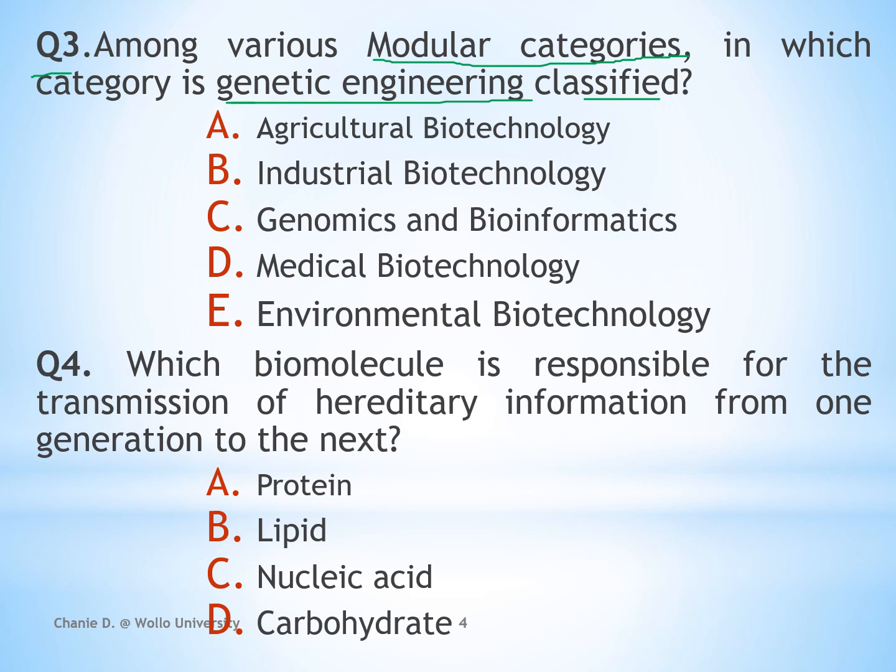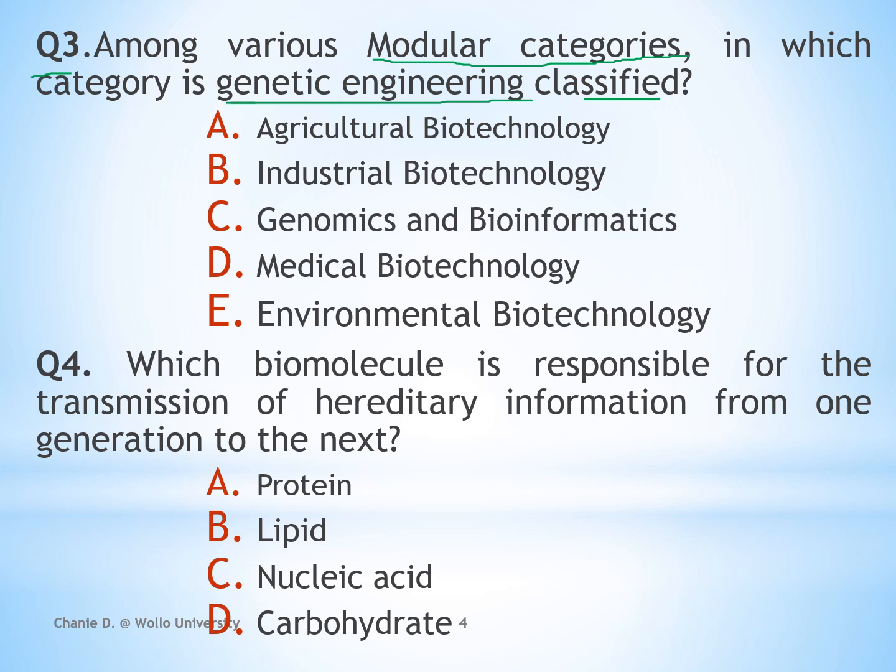The other stream is genomic science and bioinformatics. In this stream or category, there are the genetic engineering course and bioinformatics. Genetic engineering and bioinformatics are classified under the genomic science and bioinformatics unit. Besides, there are other basic biotechnology courses like molecular biology, biochemistry, and biological laboratory techniques.